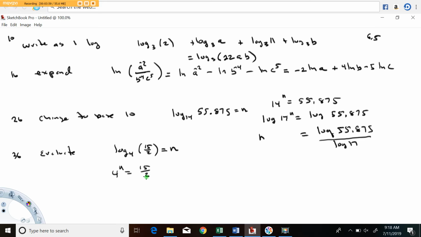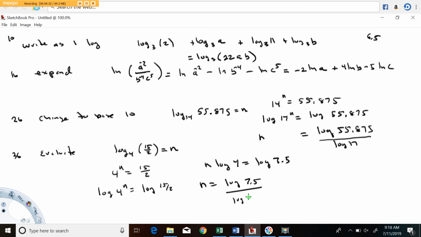Now, let's go ahead and change this to base 10. So we'll take the log of both sides. Log of 4 to the n equals log of 15 halves. Tired of writing 15 halves, I'll probably write that as 7.5 next time around. This term can be written n times log of 4 equals log of, if you don't mind, I'm just going to write that 7.5. That's what 15 halves would be. So n is equal to log of 7.5 over log 4.